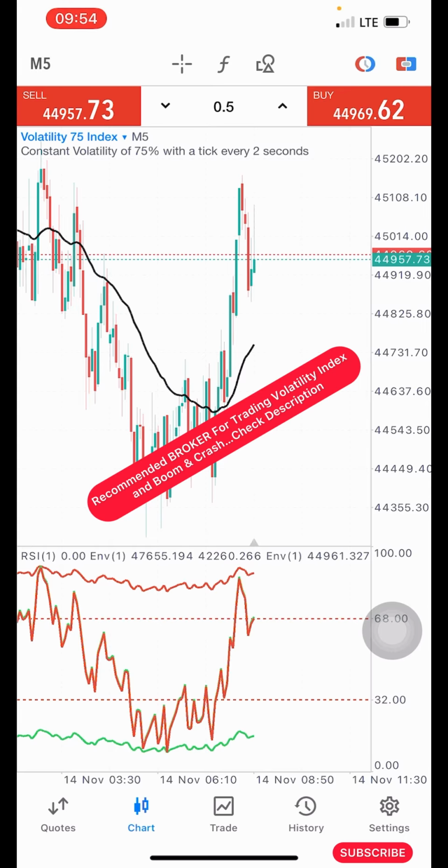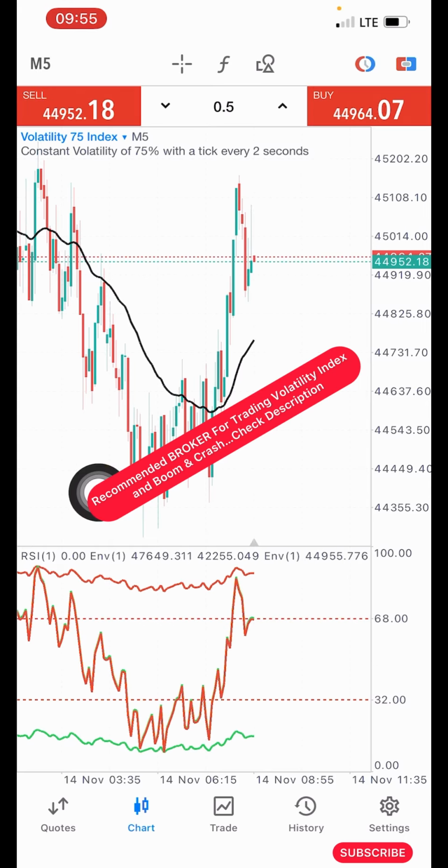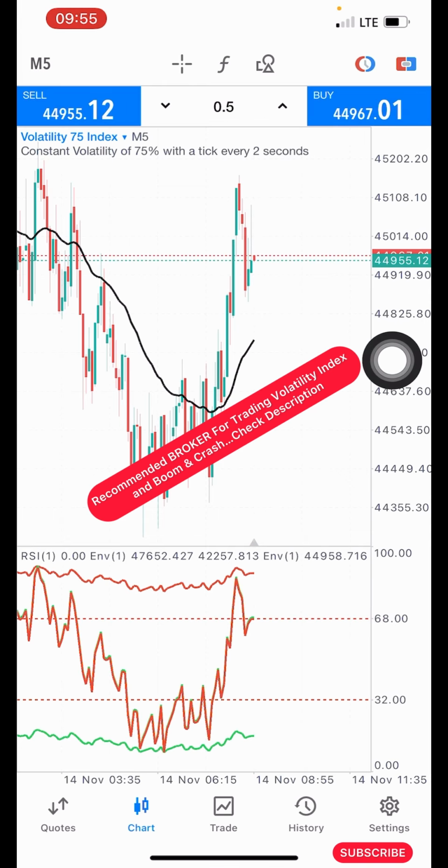Once you have set everything correctly, as I've just explained, you are going to have a screen like this one here. So that's how to set it up.